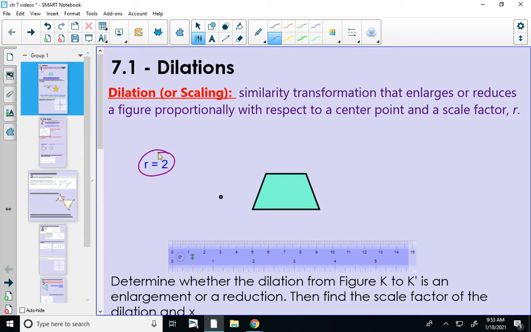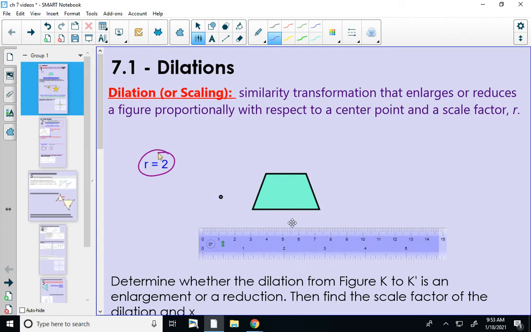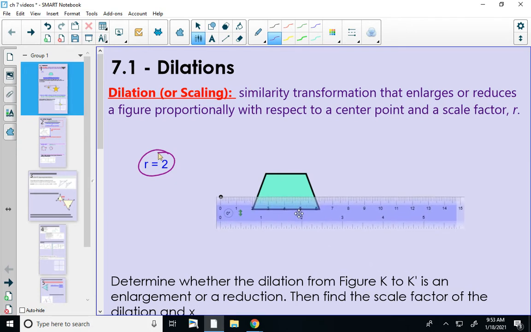So not only does our shape grow, so in this case it's going to get twice as big, it will also move away from a center point. So we're going to take this green trapezoid, we're going to make it twice as big, and we're going to move it twice as far away from this dot over here. In order to do that, we're going to get some measurements. You can measure in centimeters or inches, doesn't really matter.